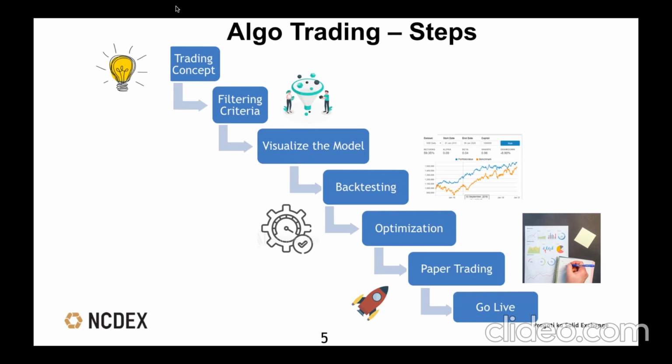So once in paper trading, we have to decide for how long we have to do the paper trading. And once we are fine with the paper trading performance, then we can plan to go live. So these are the various stages which we need to follow. Before we go further, I think we will start with hands-on practice with Python. That will give some interest to all of us.